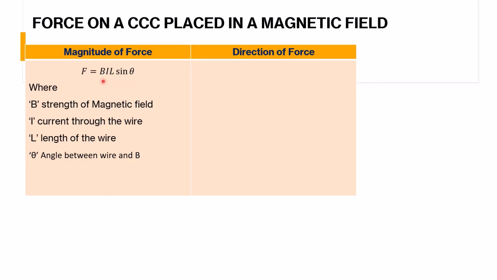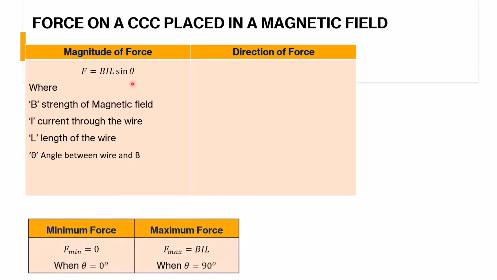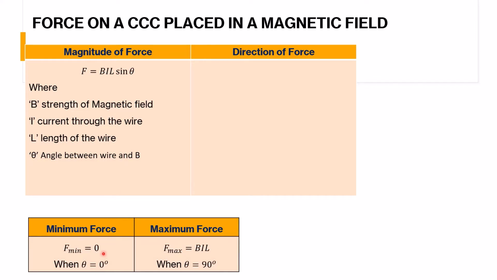Where B is the strength of the magnetic field, I is the current through the conductor, L the length of the conductor, and theta is the angle between the conductor and the magnetic field. Now, depending on this angle theta, the force takes the minimum value to the maximum value.